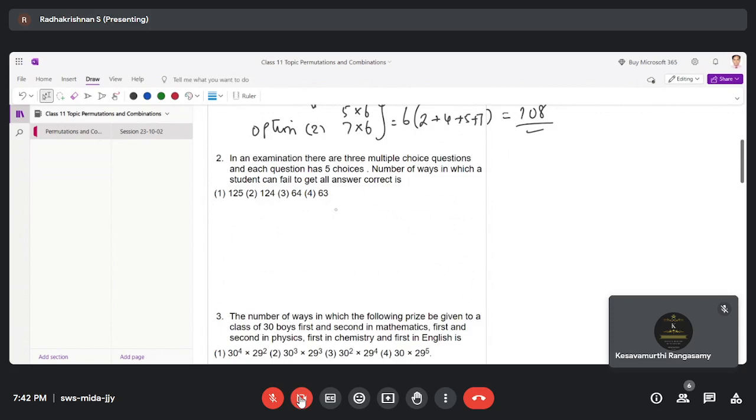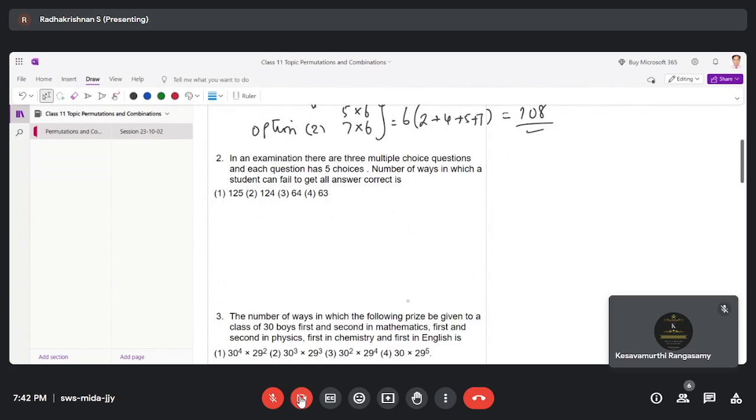So instead of counting how many have the first one wrong, the second one wrong and so on, we calculate how many ways in total he can answer, and among them, obviously only one has everything correct. So if we remove that, the remaining will have something or the other wrong.